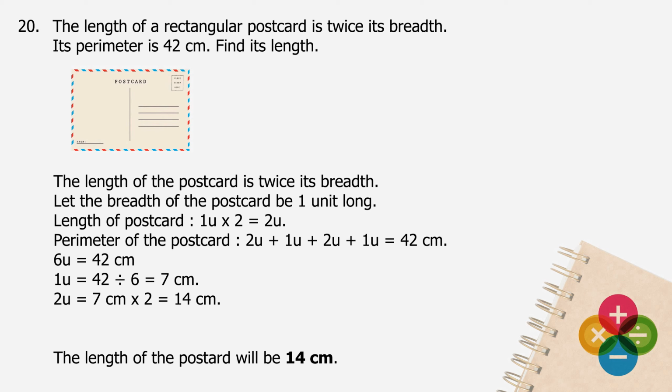6 units is equal to 42 centimeters. 1 unit will be, divide 42 by 6, and the quotient is 7 centimeters. 2 units will be, multiply 7 centimeters by 2, and the product is 14 centimeters. The length of the postcard will be 14 centimeters.